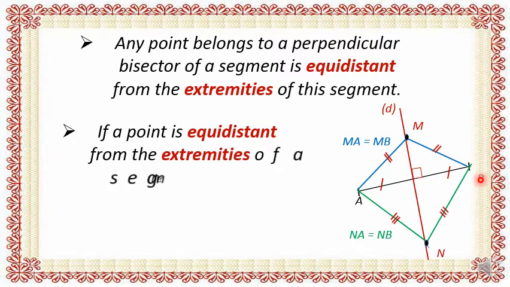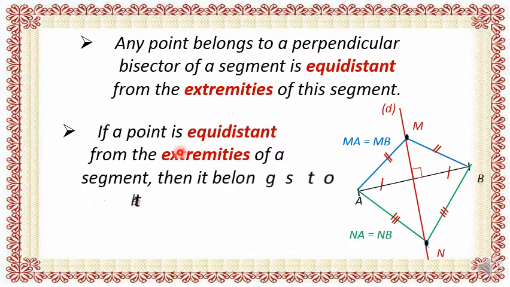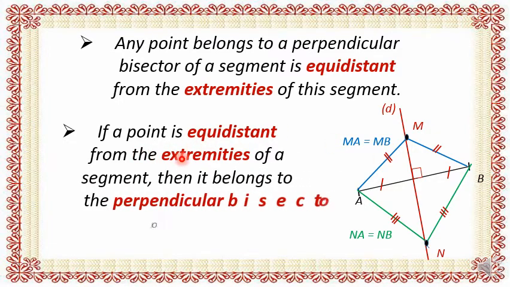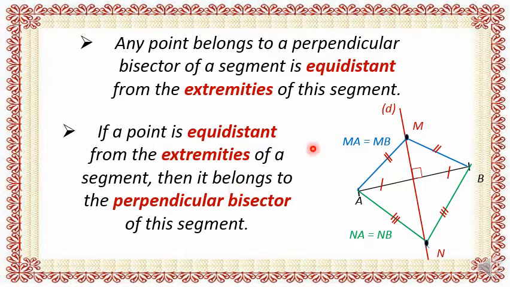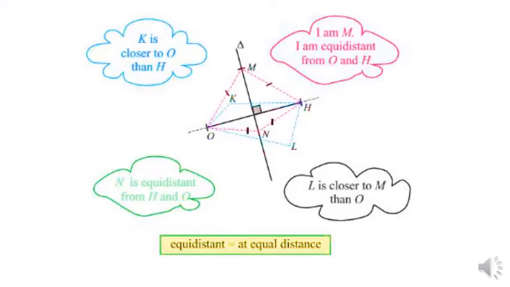And vice versa, if you have a point that is equidistant from the extremities of a segment, then this point belongs to the perpendicular bisector of this segment. If you have any point and you found it's equidistant from the extremities of this segment, then this point belongs to the perpendicular bisector of this segment.